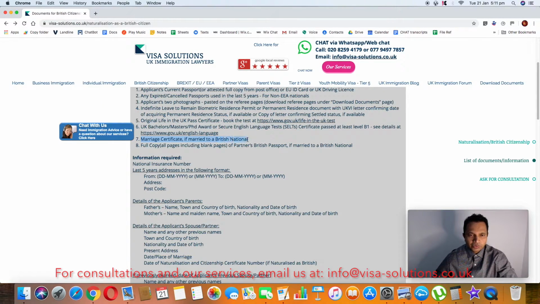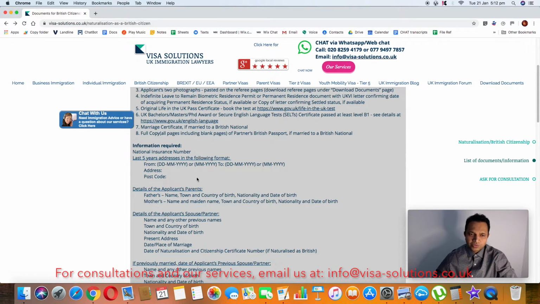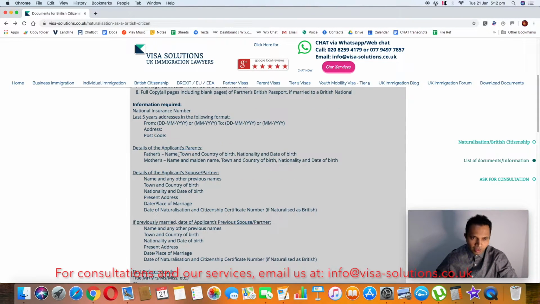Marriage certificate, if you are married to a British national, so that you can prove that you qualify for the 3-year qualifying period, as discussed before. Full copy, all the pages of your partner's British passport. If you are married to a British person, then a full copy is just good practice. I don't see any reason why they would not be okay with receiving just the bio page, but we always prefer to send a full copy of the passports.